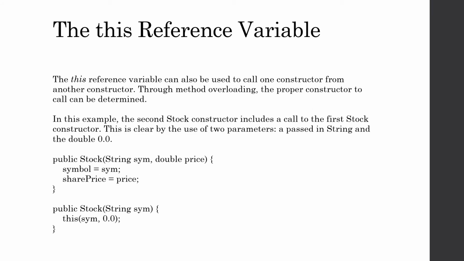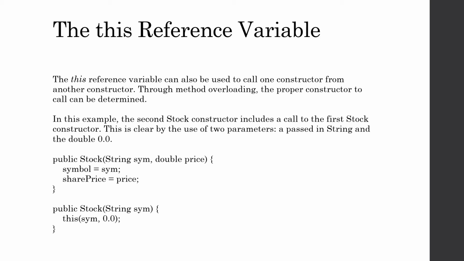Additionally, we can use the this reference variable to call one constructor from another constructor. So through method overloading, the proper constructor to call can be determined. So it's just like if we were to call the constructor from our main method, depending on the parameters that we pass in, through method overloading, it can determine precisely which constructor we mean to call. In this particular example, the second stock constructor, so the one at the bottom, is going to include a call to the first stock constructor.